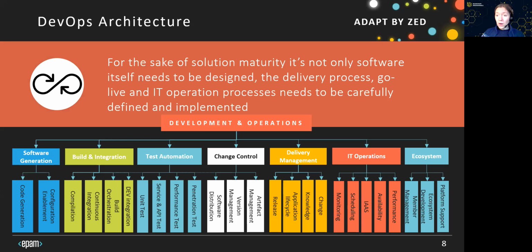Artifact management: where the distributions would be downloadable, how they are going to be downloadable. Delivery management, the bread and butter of our delivery managers: releases, application lifecycle, knowledge management, with change control also appearing here. It's a huge topic and needs to be designed. And then IT operations: monitoring, scheduling, availability, performance, infrastructure as a service. All those aspects need to be designed in detail to be manageable.